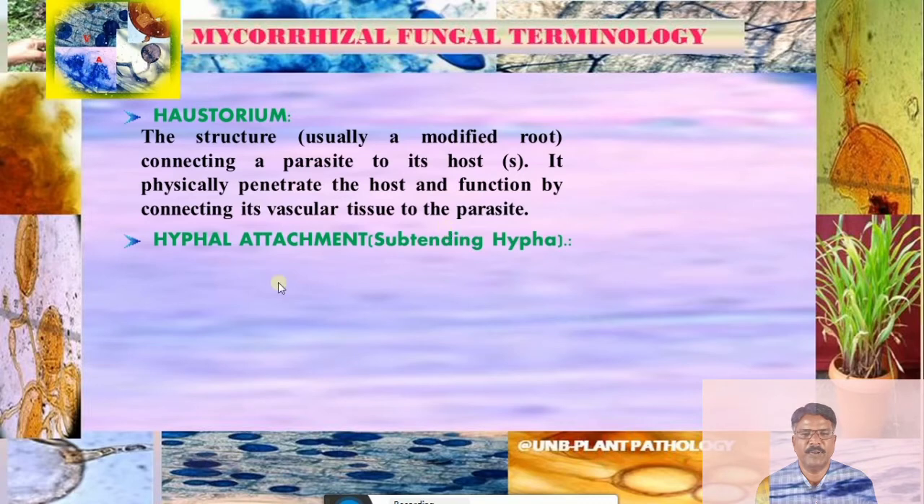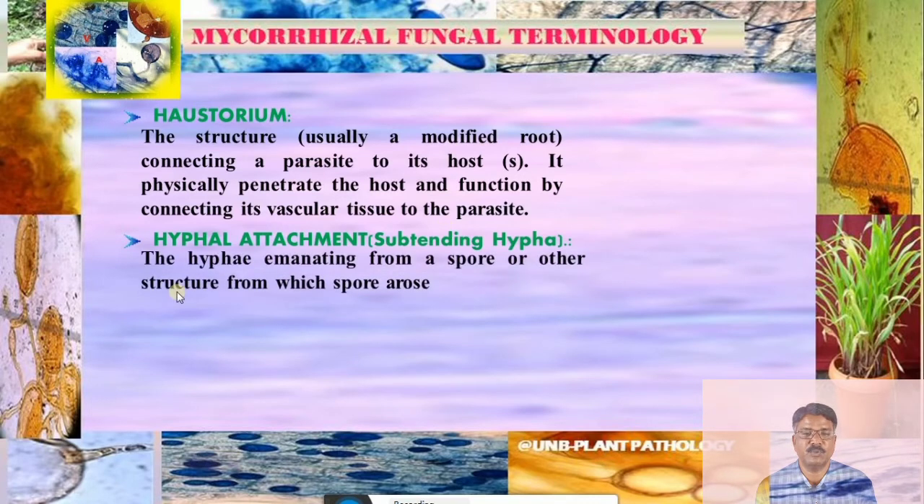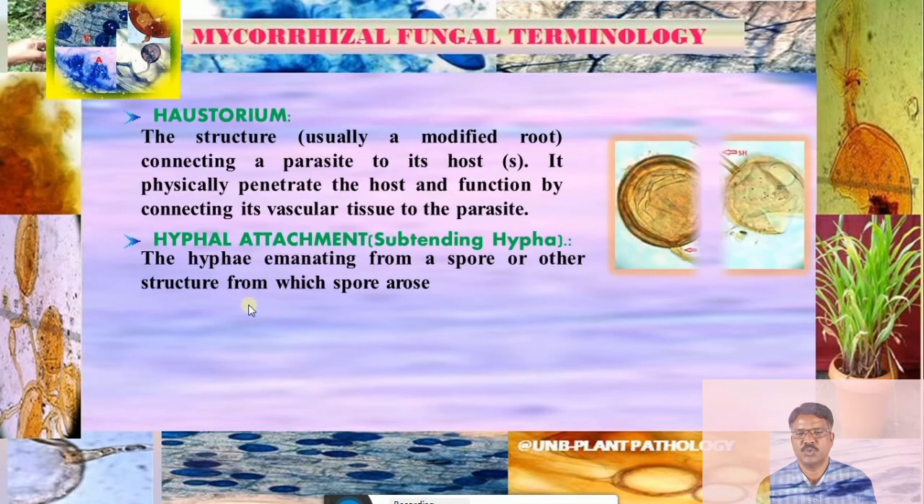Then hyphal attachment or subtending hyphae. Subtending hyphae, or hyphal attachment, is a very important part of attachment along with the spores. These are the hyphae emanating from a spore or other structure from which spores arose. So let's see now. This is a spore, and the spore is connected by the hyphal attachment, which is known as the subtending hypha. So these are two different spores. This is the subtending hypha, and here also the mark shows the subtending hypha.